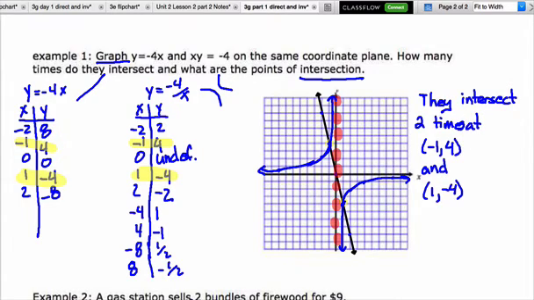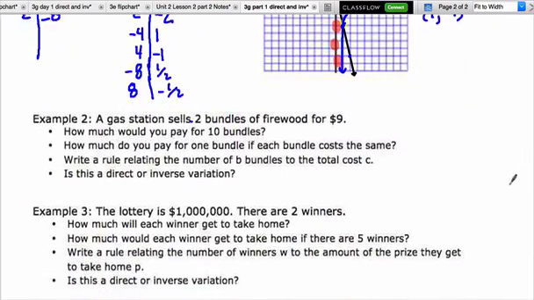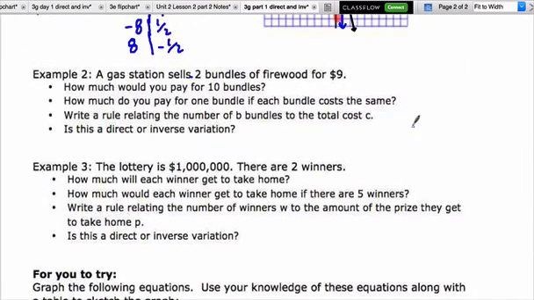All right, so we've graphed it. Now let's look at some modeling situations with this. So some real world problems. A gas station sells 2 bundles of firewood. How much would you pay for 10 bundles? Well, I encourage you to pause the video here and see what you can answer on these. You'll get a lot more of these videos if you're kind of challenging yourself and making them more interactive. So pause the video, see if you can come up with the answers, and then rejoin me when you're ready.